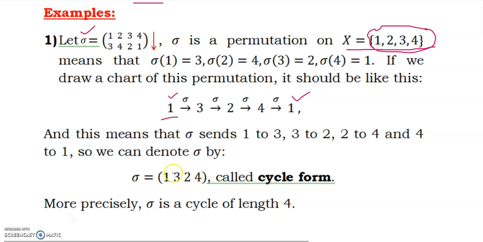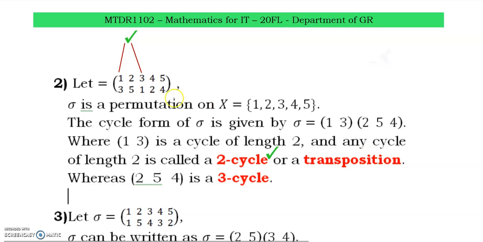Now you see all the four elements are assigned into another element. So 1 to 3, 3 to 2, 2 to 4, 4 to 1. So the length is 4. Okay, you calculate this 4. So length is 4. Okay, now we will see another example.